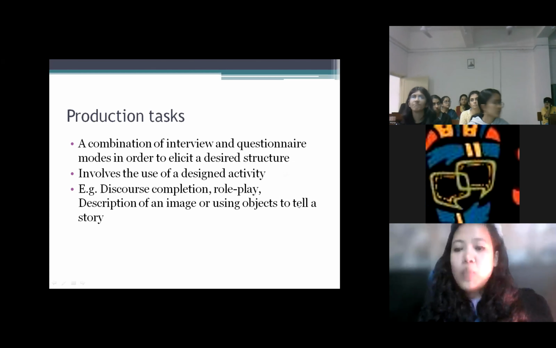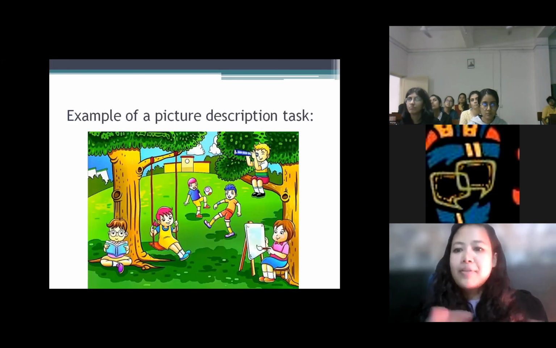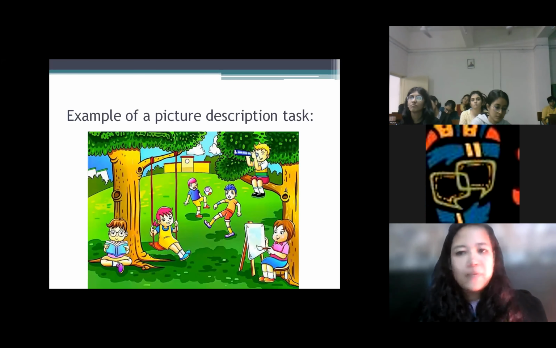Okay, so one of the most common things which you do as a production task is the description of an image. I'll give you an example. For example, this is the image that you have, okay? Now if I ask you, what do you see?